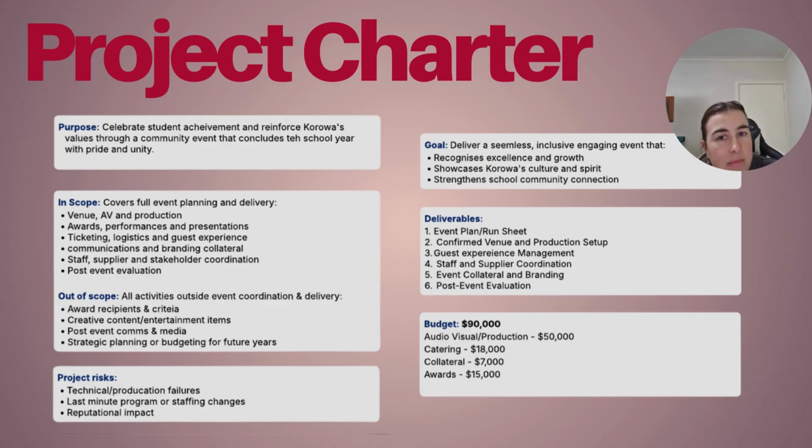The scope is super clear. That's what's going to keep us really focused. Everything related to the planning, the production, logistics, communications, right up to the post-event review is in scope. Anything to do with getting families to the school for the event, the actual selection of award recipients and the criteria for those awards, all those items that aren't really related to the coordination of the event are outside of the scope. So if we really focus on what's in scope, that'll help us to avoid any scope creep and keep us all aligned on what we're responsible for.